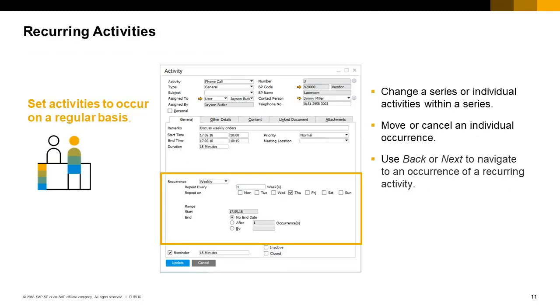Activities can be set to occur on a regular basis. Here we see an activity that is set up for a weekly meeting. You can manage changes to a series or to individual activities within a series. Each individual occurrence of the activity can be moved or cancelled without affecting the series. Use the back or next button to navigate to the individual occurrences of a recurring activity.